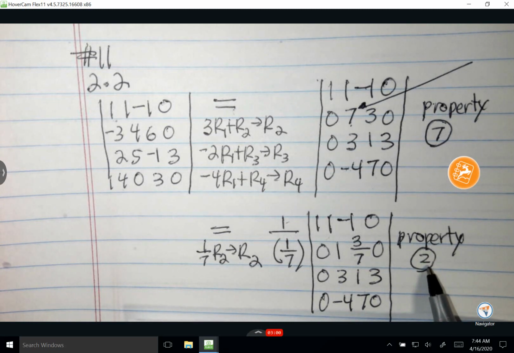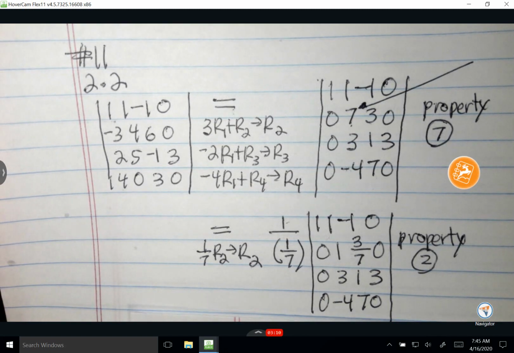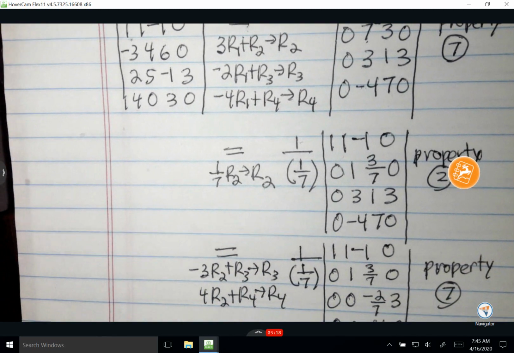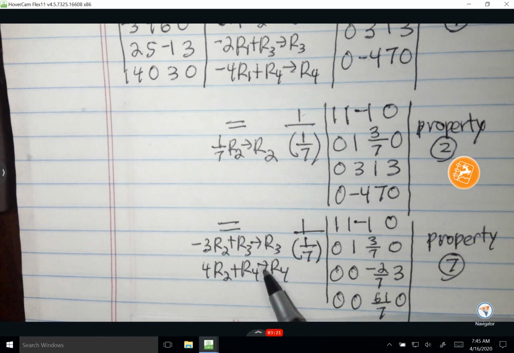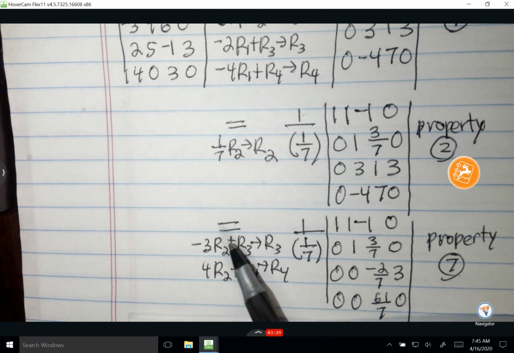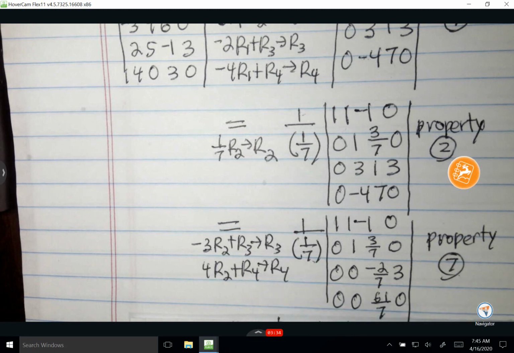Okay? Now that we've got a 1 here, we make these 2 zeros. You know what to do. We do these 2 elementary row operations. These 2 don't change the determinant by property 7, and so we'll be equal. Still have our 1 over 1 over 7. And you get this determinant.